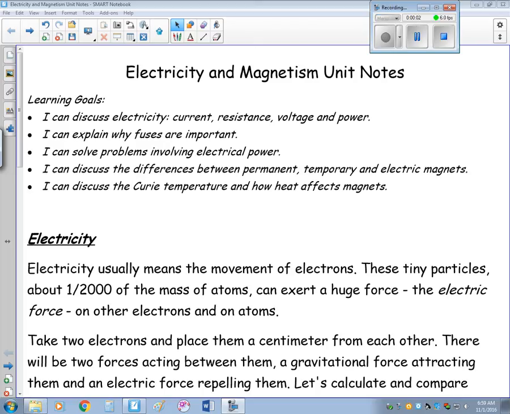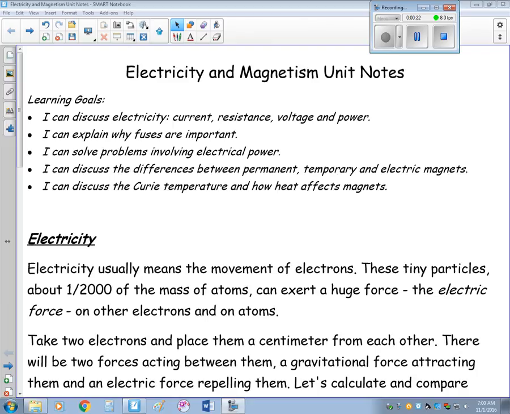This is video 1 for the electricity and magnetism unit. So your learning goals for this unit, I want you to be able to discuss electricity. That means current, resistance, voltage, and power. I want you to be able to explain why fuses are important. For your math learning goal, I want you to be able to solve problems involving electrical power.